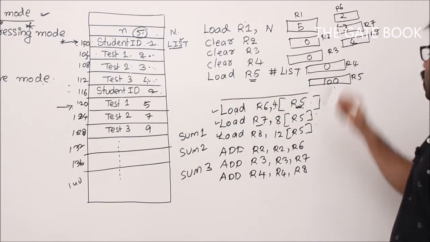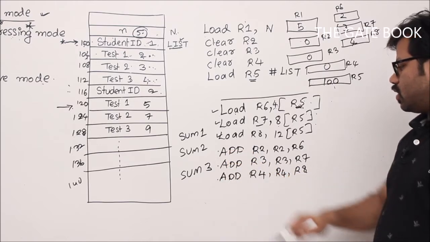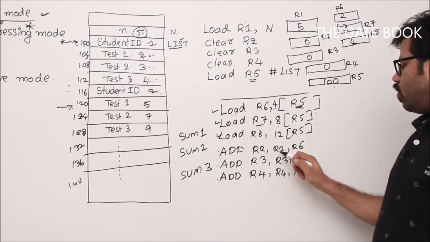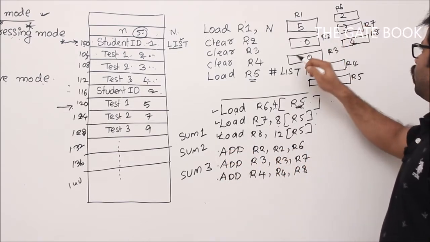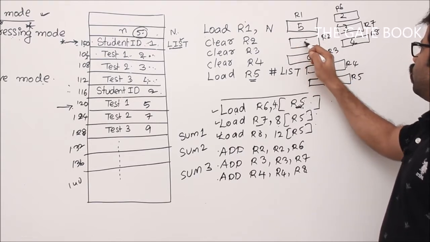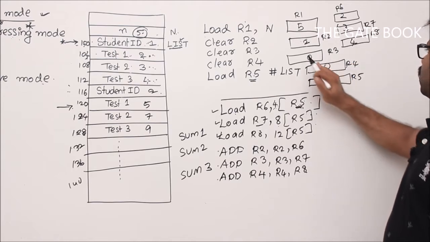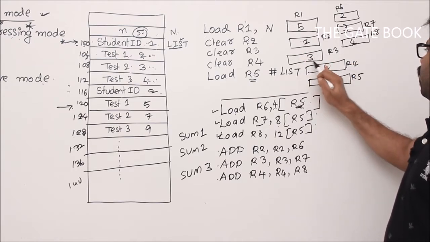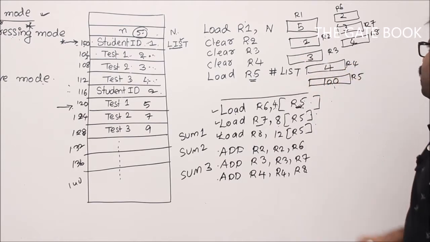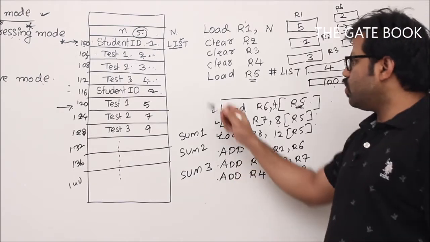Then these 3 steps, if you focus, what is going to happen? R2 equal to R2 plus R6. 0 plus 2, 2. Then R3 equal to R3 plus R7. R3 is 0. 0 plus 3, 3. Similarly, R4 gets 4. Correct? Now once it is done, we should go back.